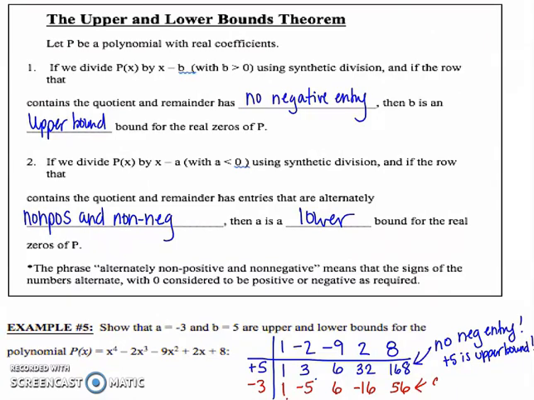Okay, so these entries alternate in sign. So that means negative 3 is a lower bound. And that's it for the upper and lower bounds theorem. It is that simple. Just do synthetic division to prove that you either get all positive entries, or I should say non-negative entries, and then do the lower bound and show that you get alternating non-positive and non-negative entries to show that it's a lower bound.